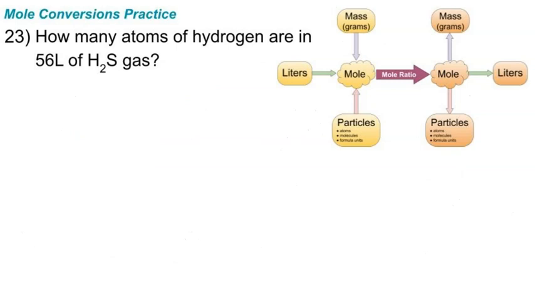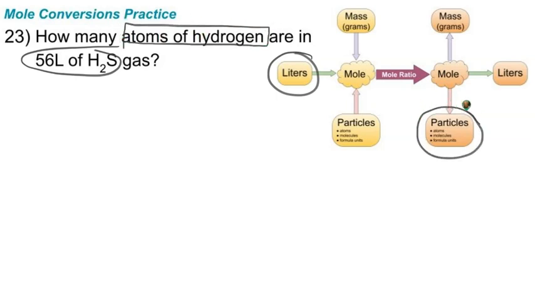Last but not least, we have how many atoms of hydrogen are in 56 liters of H2S gas. It already gave us the formula here, which is kind of nice. So we're starting out in liters of H2S, and we're going to atoms of just hydrogen, so particles of a different substance. So we'll start out with 56 liters of H2S. It's nice that they gave us the formula this time.